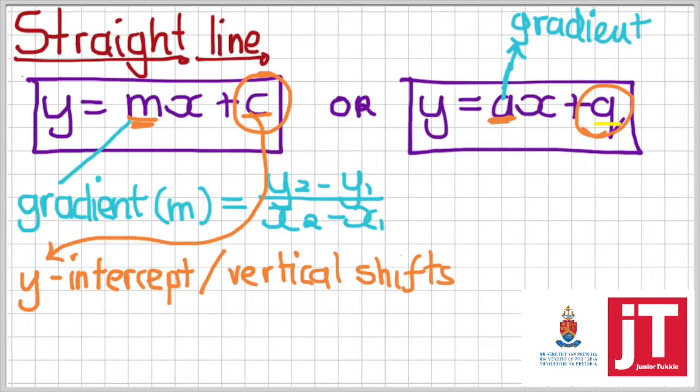If it's negative, it's c units downwards. If it's positive, it's c units upwards.